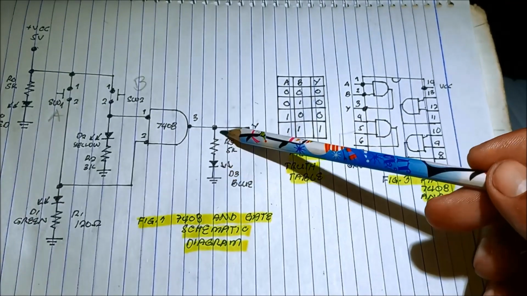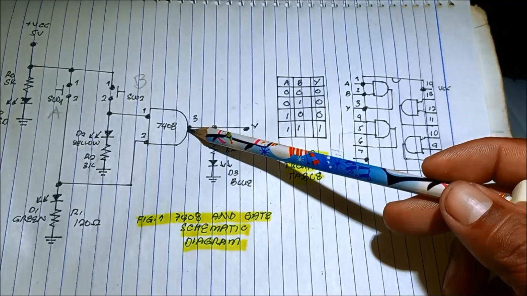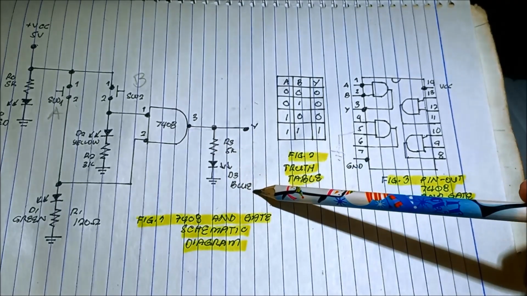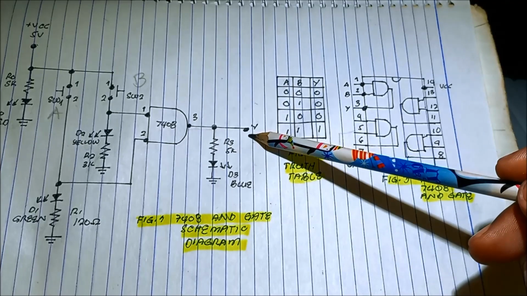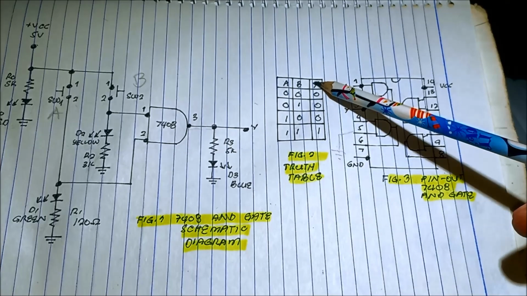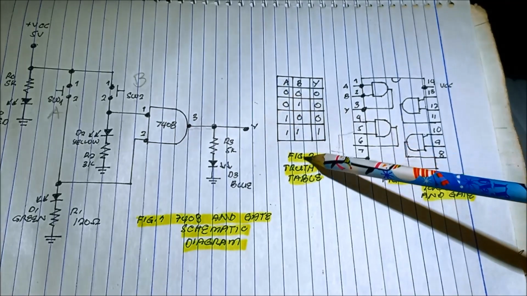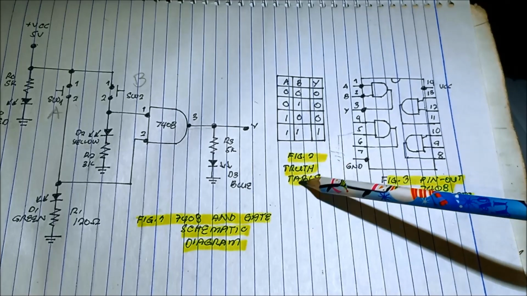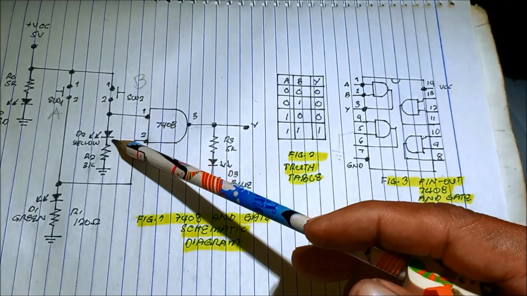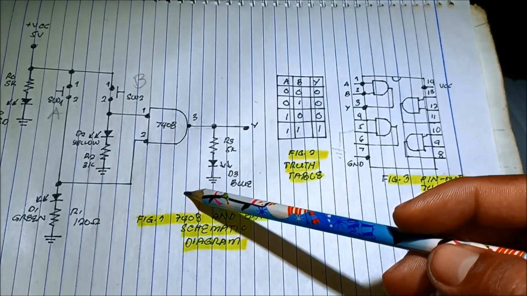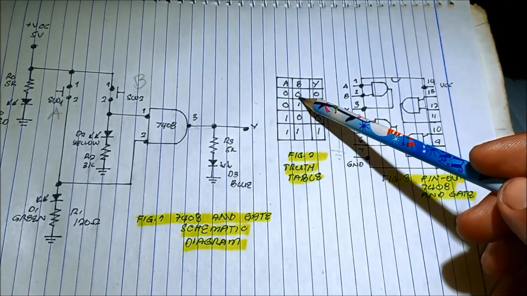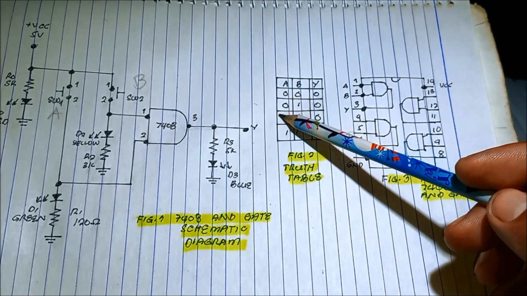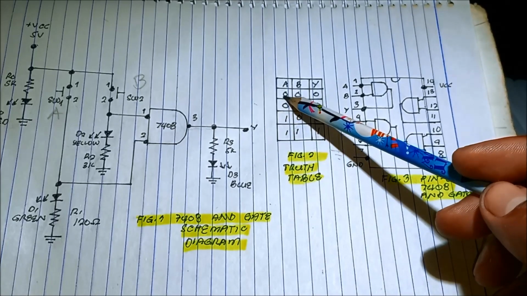Our output is located at the pin number 3. We have this output LED blue representing the output Y. So when we are going to use this truth table, what is the purpose of this truth table? To know the situation of the circuit, we have two logic levels. Logic level 0 and 1, or high and low, or on and off.